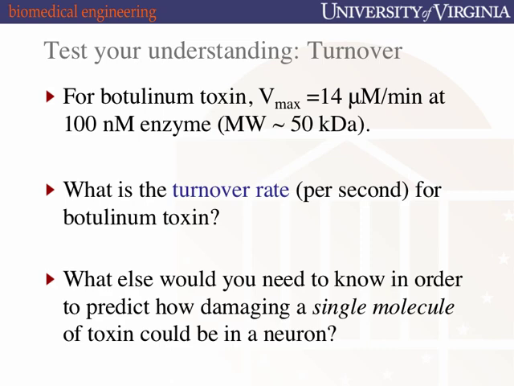Just because we're at the very end, what else would you need to know in order to predict how damaging a single molecule of toxin would be? What else is missing from this paradigm? I'm telling you, a single molecule can catalyze 2.33 reactions per second. How fast will it kill a motor neuron? Since we're out of time, I'll tell you, you need to know the amount of substrate. There are about 70 synaptobrevins per vesicle, and about 150-ish vesicles per motor neuron. So you can do the math and figure out it takes around an hour when you factor in diffusion. In about a few hours, one single toxin can eliminate the activity of a single motor neuron, okay?